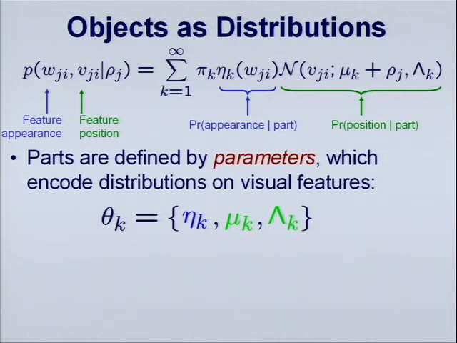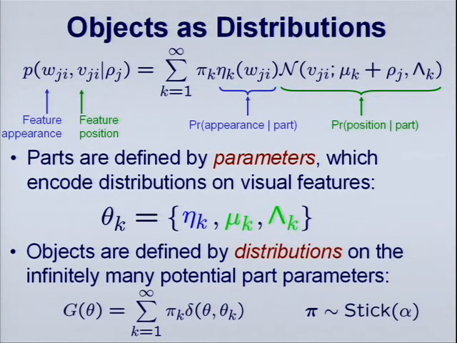So think of these parts as defined by parameters, right? There's some mean and covariance for this Gaussian. And then there are the parameters of my multinomial distribution. And these are what encode the distributions on visual features. Okay? And now each object is just a distribution on these infinitely many potential part parameters. So for each object, there's a collection of parameters, the parameters of each part. And then for each part, there's some weight saying which parts are more and less important to the features you actually observe from the object.